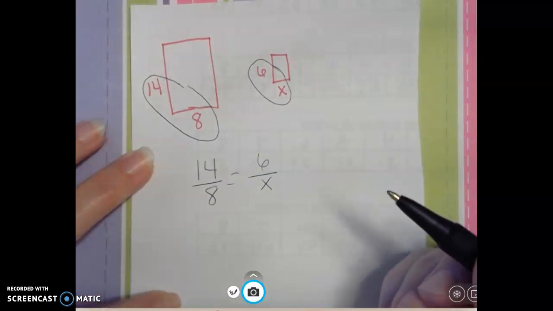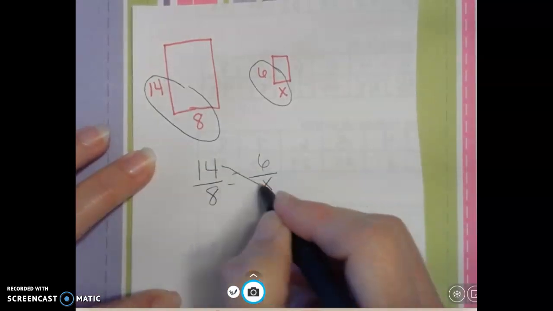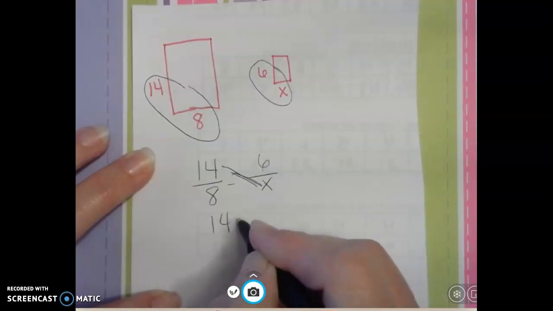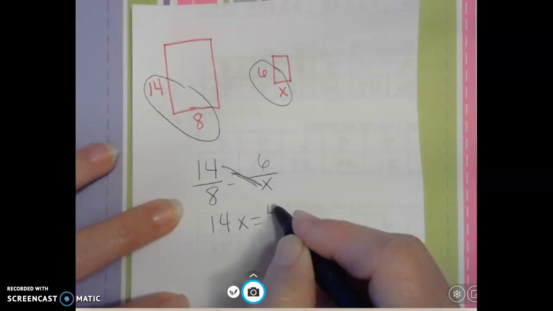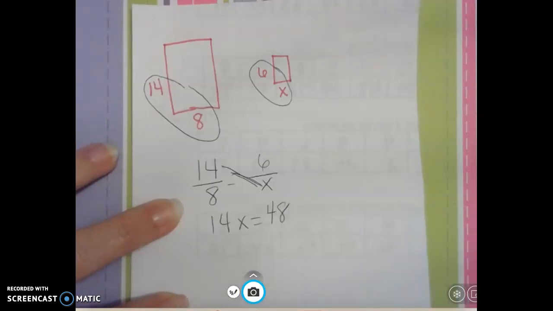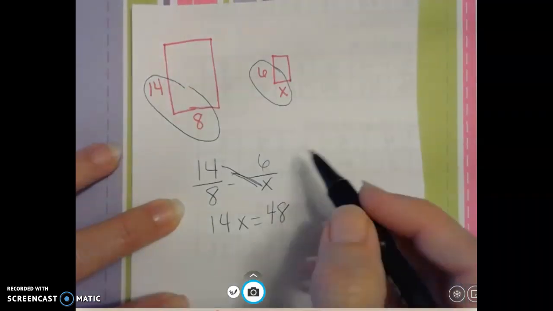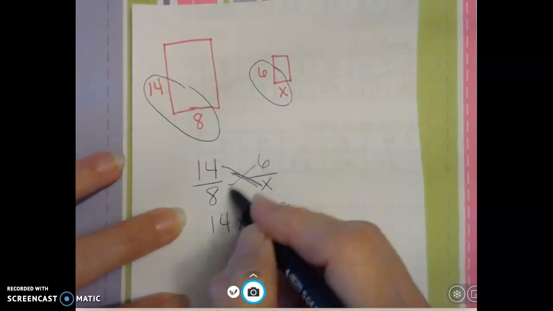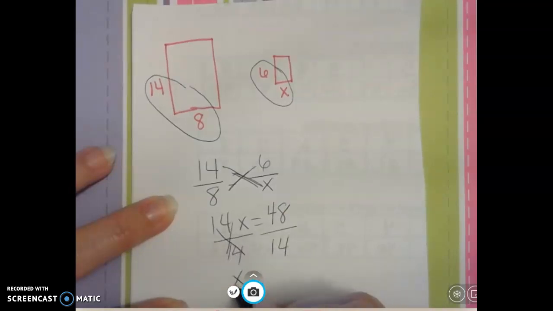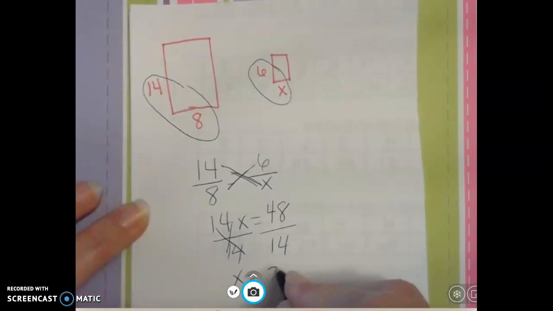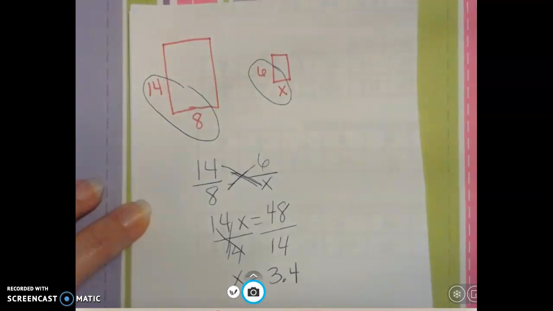I like to go wherever my x is first. So 14x equals 8 times 6, and I believe that is 48. Now that we've got our 8 times 6, we're going to divide both sides by 14. Remember, what we do to one side, we do to the other. And x equals, when you divide that, I got 3.4, and there's a lot of decimals. I'm just going to put 3.4 for now.